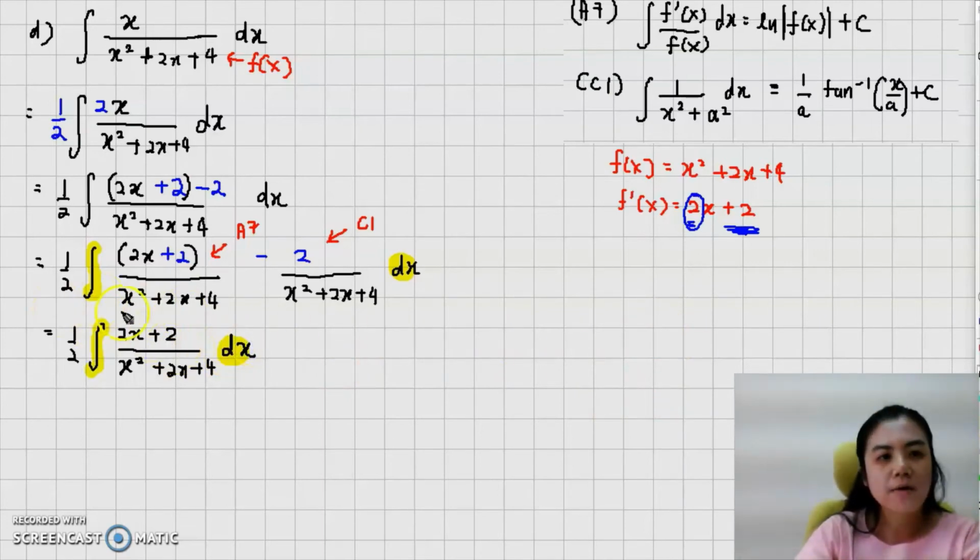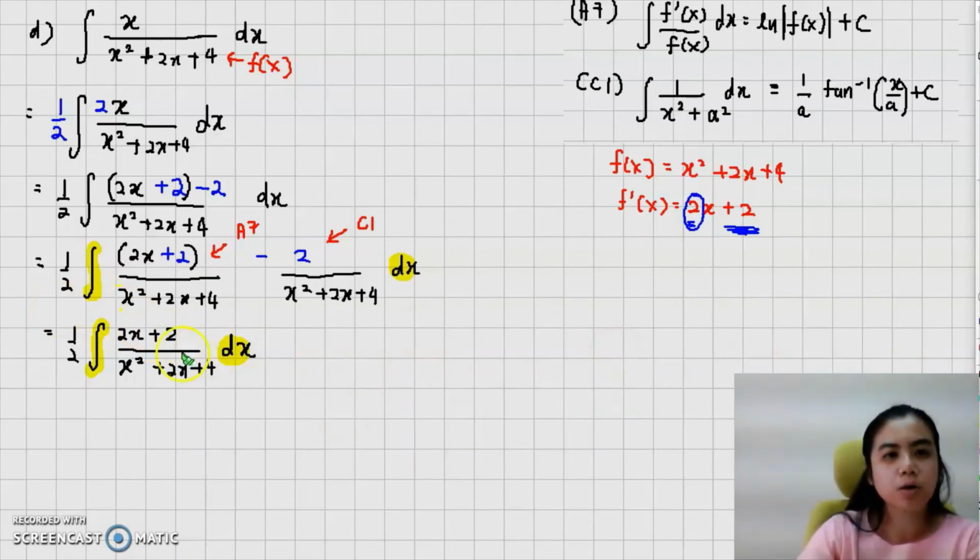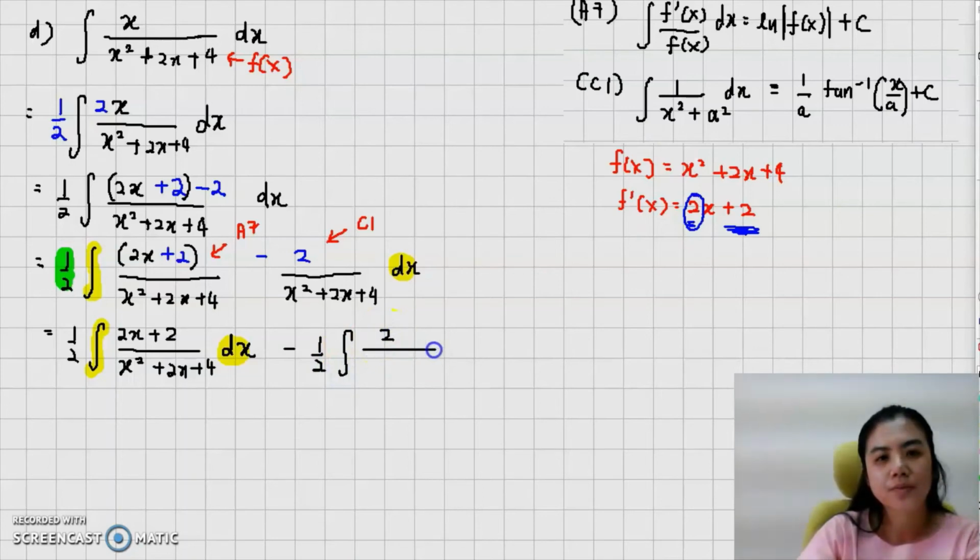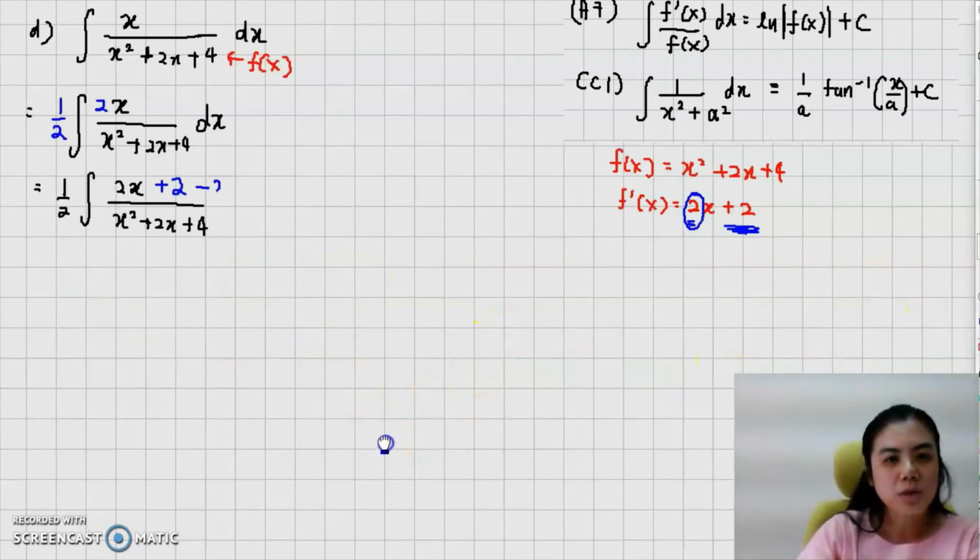And of course, we still have the 1 over 2. This 1 over 2 belongs to both rational functions, so you have to distribute the 1 over 2 to both items. Now you have two separate integrations.